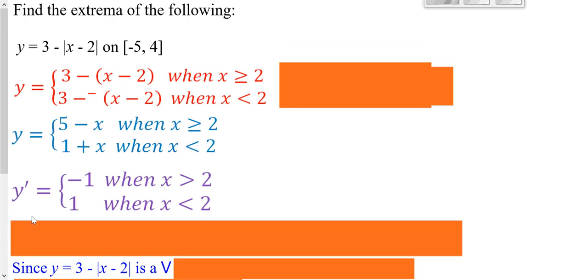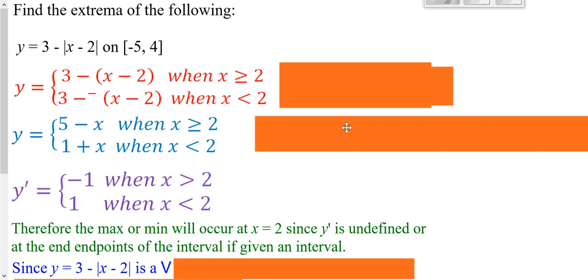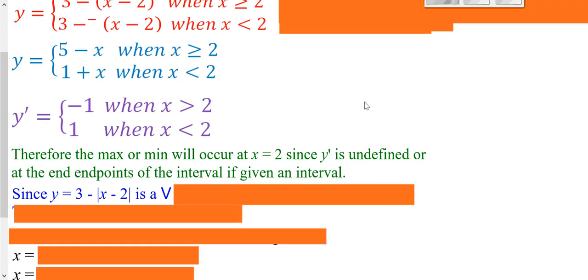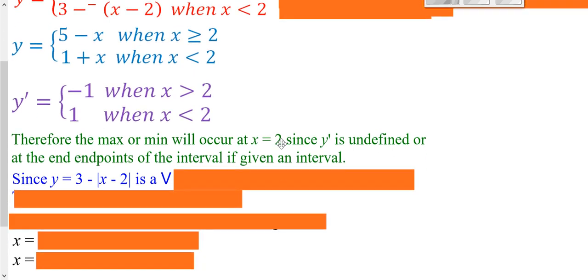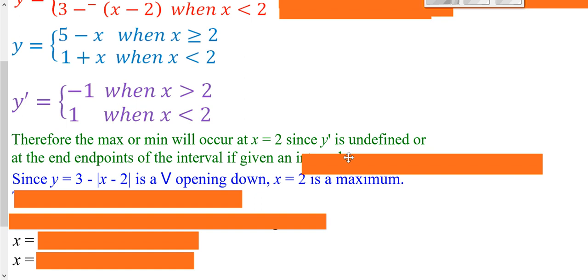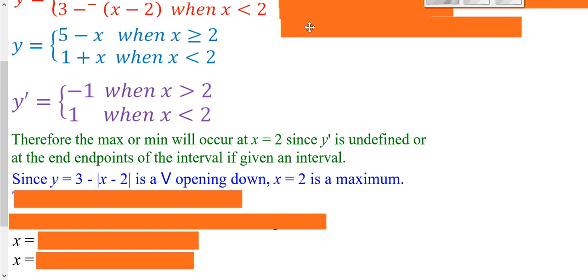So our critical points would be our endpoints, and where your derivative is 0. Well, if you set this right here equal to 0, it's never going to be 0, but it would be undefined at 2. So 2 is our only critical point in addition to our endpoints. Now, in this case, even without working it out, you should realize that 2 is going to be your maximum. Because with the negative in front of your absolute value, it's going to be a V opening down. And so at that point, it would be a max.